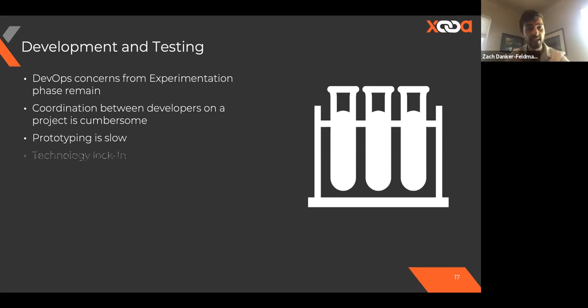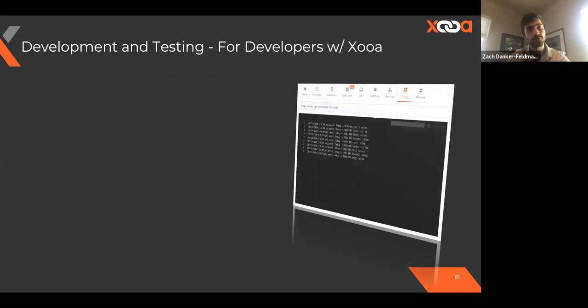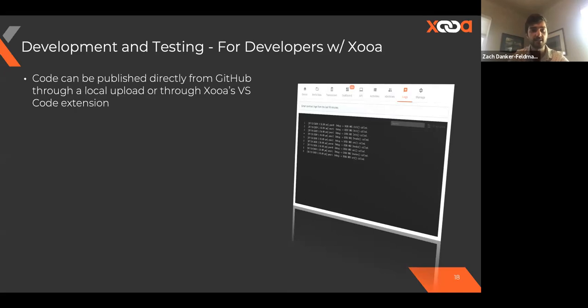And finally, switching blockchain technologies has downstream implications. So changing the DLT requires changing the client app, which again can add months to an already drawn out development process. So for developers using the Xooa platform in this phase, the integrations are built for you, which saves significant time, as code can be published directly from GitHub through a local upload or through Xooa's VS Code extension, as I mentioned briefly earlier.